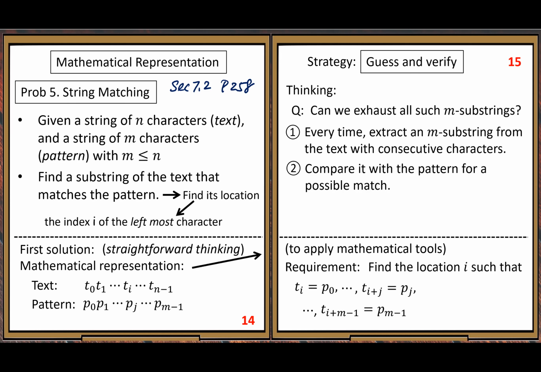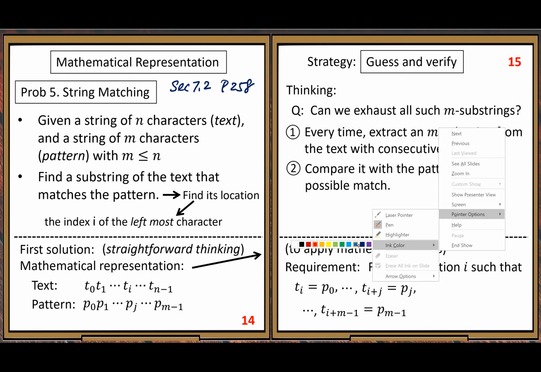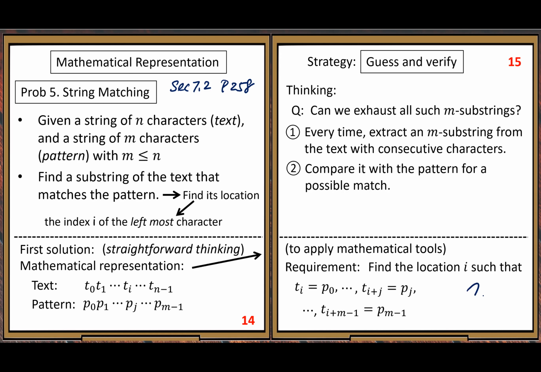Compare it with the pattern. Every time we get an M substring, we do a comparison, character by character. Just a minute, I need to change the pen color here, because I don't want to use the red color. This color, all right. Look here. How many comparisons do we need to do? We need to do character by character comparison. Total M character comparisons here.